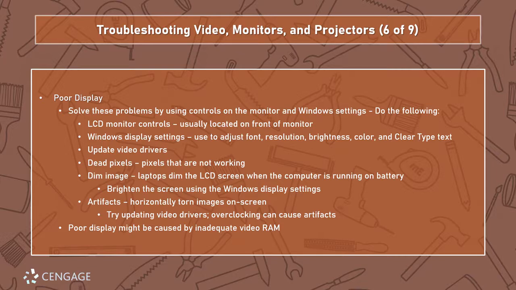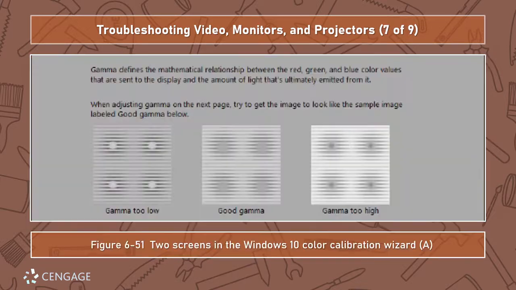Artifacting, this is where we have horizontally torn images on screen. Generally, this is from either overclocking or a graphically intensive codec that cannot be processed correctly. So your video drivers may be out of date. You may have an issue with not having enough video RAM. You may have an issue with an insufficiently powerful display. So that's going to be a couple of things you want to play test.